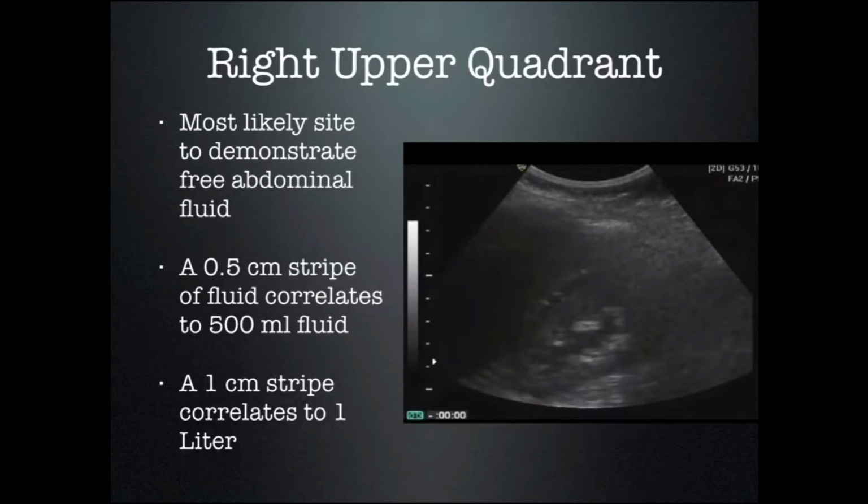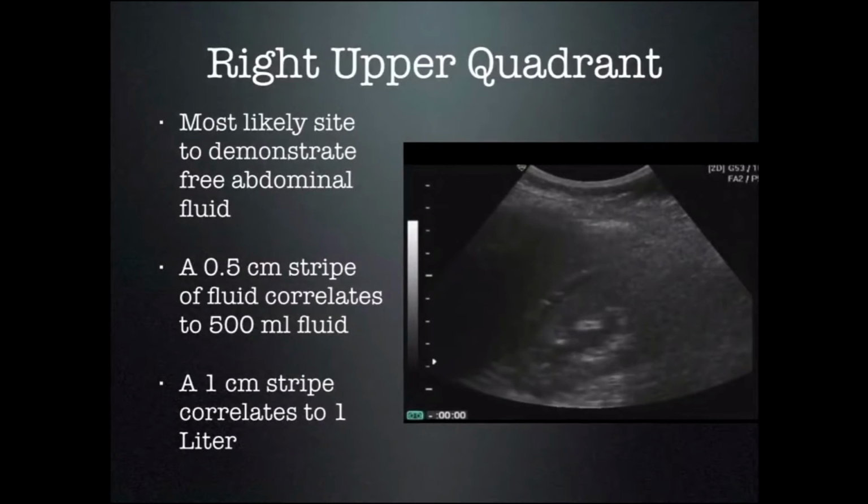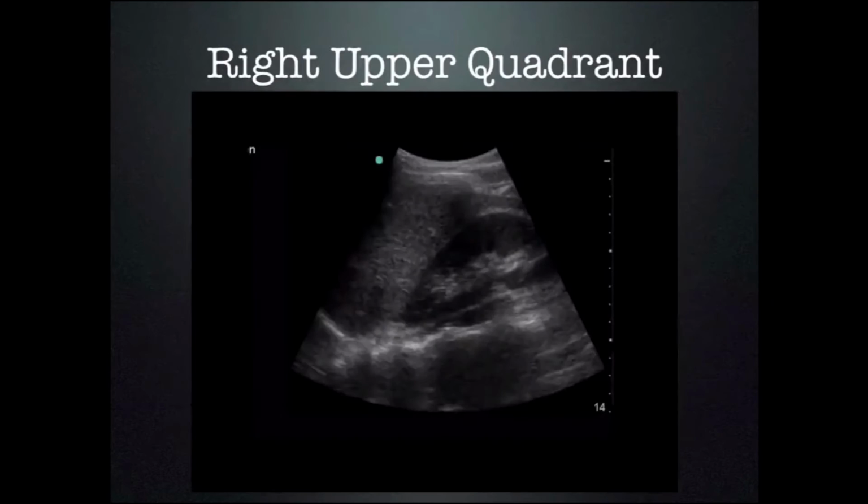So in the supine patient, Morrison's pouch is the most dependent portion of the abdomen where fluid can collect. About a ½ centimeter stripe correlates to about 500 milliliters of blood. If we look at the markers on the left side of the ultrasound screen, each one of those dots represents a centimeter. So a ½ centimeter, which is about what we're looking at here, correlates to about ½ a liter of blood. A centimeter stripe correlates to about 1 liter of blood.